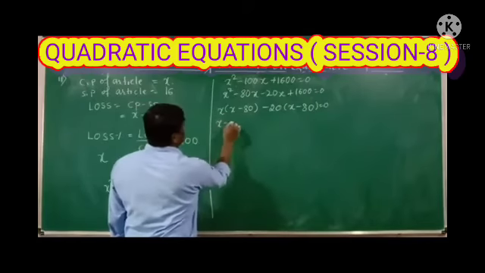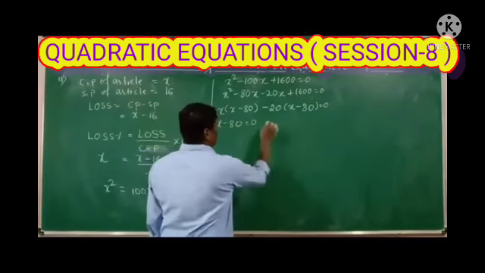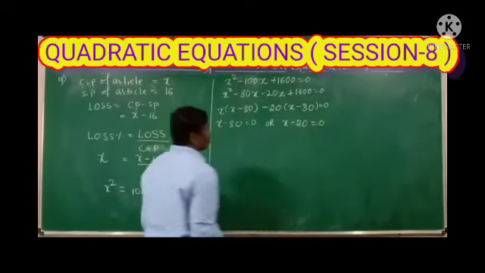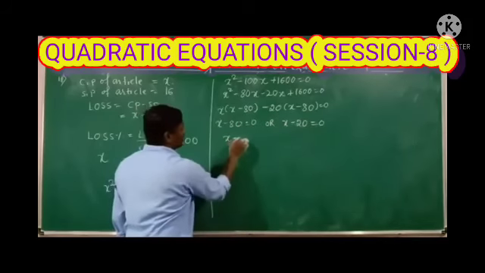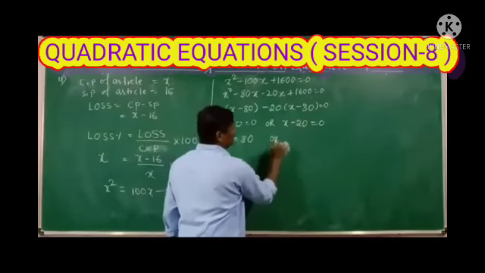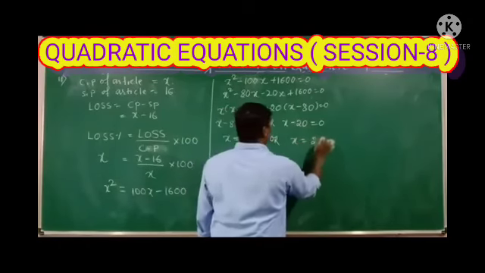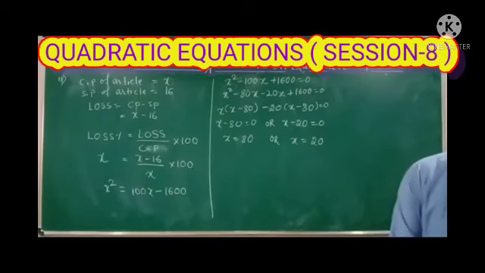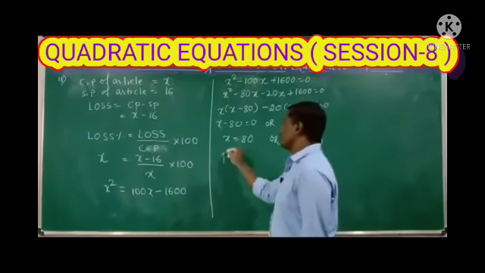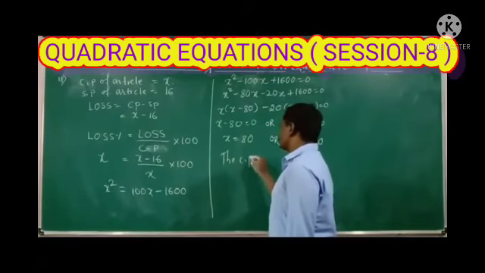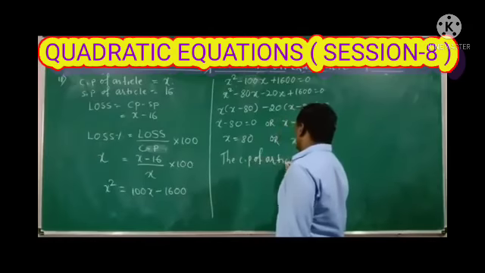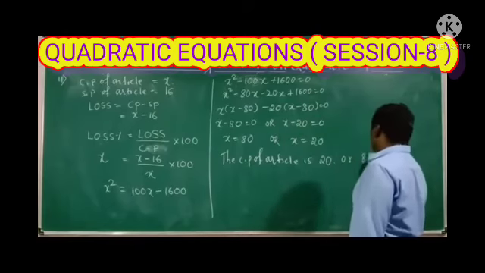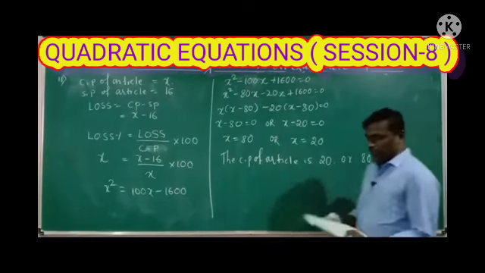Now here X minus 80 is equal to 0 or X minus 20 is equal to 0. We have two roots: X minus 80 is equal to 0 means X is equal to 80, or X minus 20 is equal to 0 means X is equal to 20. So these are the two roots of the quadratic equation. Therefore the cost price of the article is either 20 rupees or 80 rupees.